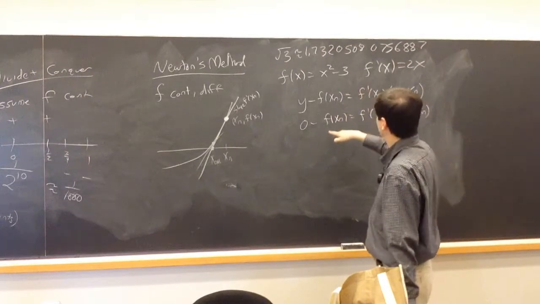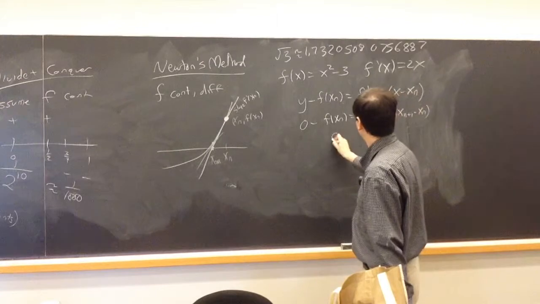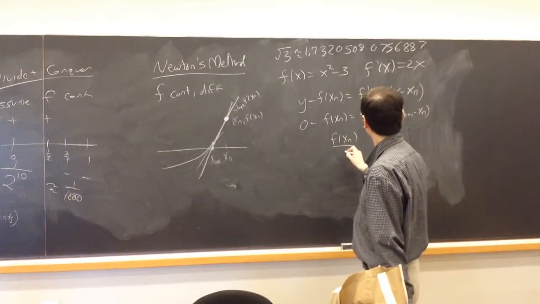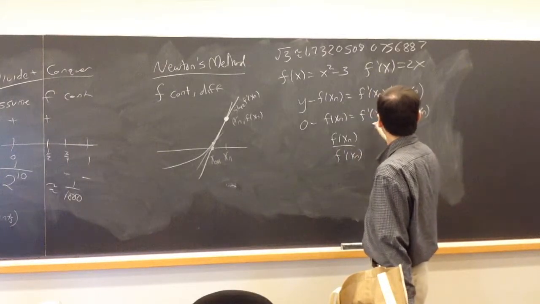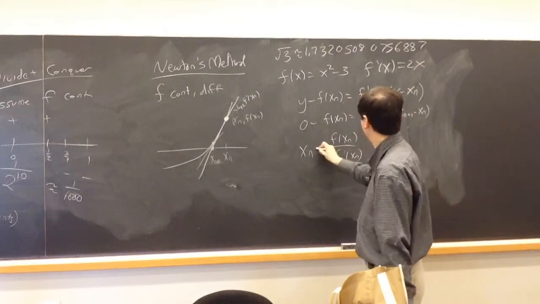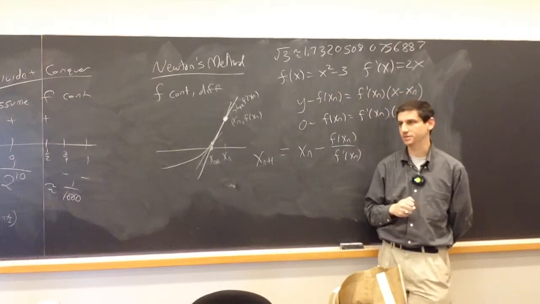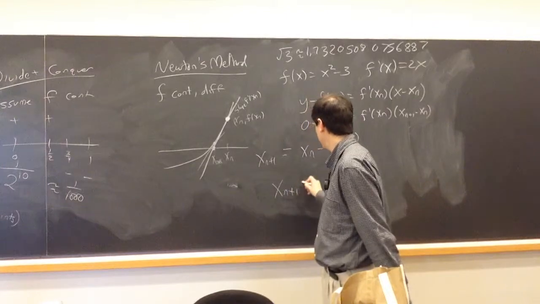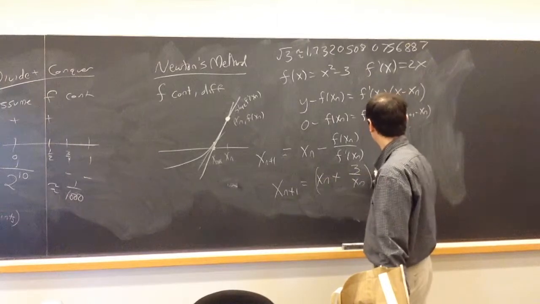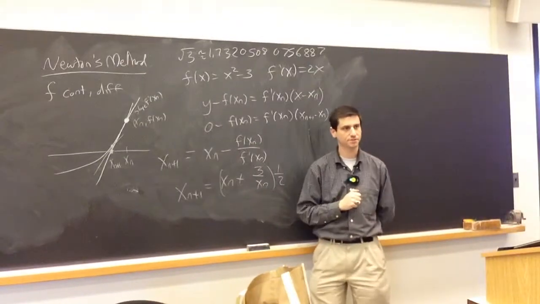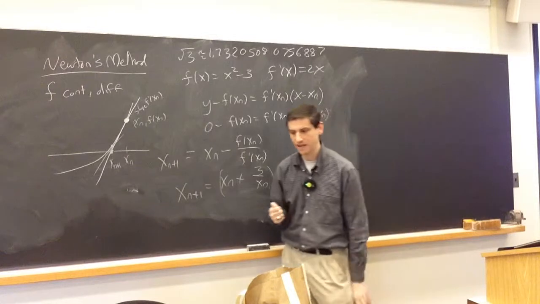So for us, f of xn is going to be, let's see. So we get f of xn divided by f prime of xn over here. Then we move an xn over here, and this should be xn plus 1. And so you get a really nice formula for xn plus 1. If memory serves, after you do all the algebra, I believe you get xn plus 3 over xn with a factor of 1/2, I think, when all the algebra simplifies. And you get an incredibly accurate formula to just keep iterating and getting values.